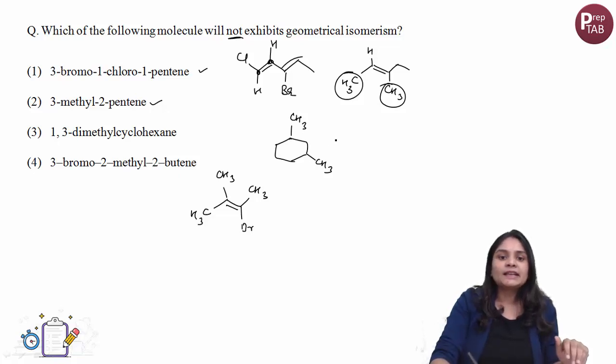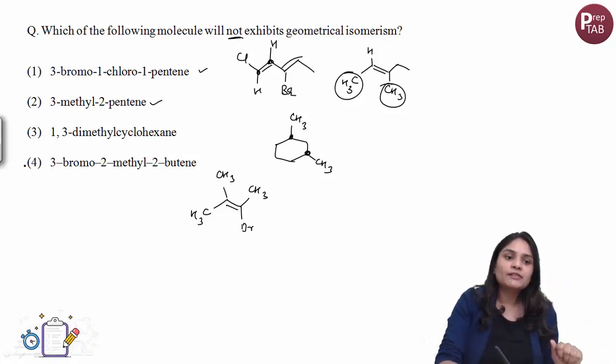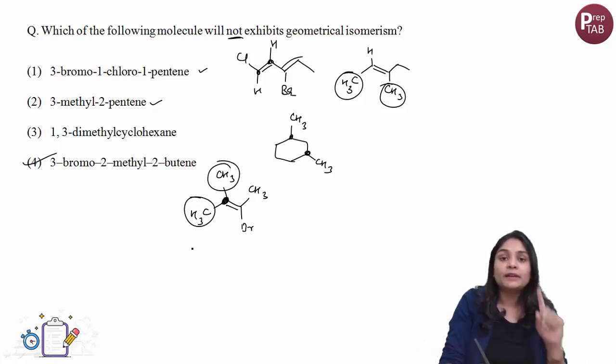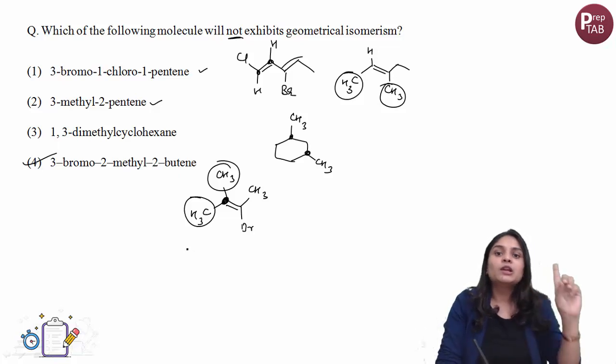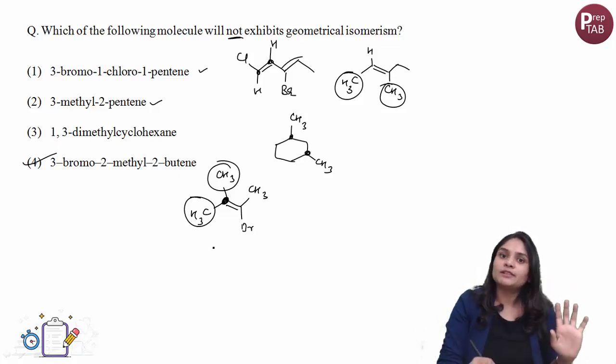These are cyclic alkanes, as I have already discussed. Yes, this can show cis and trans form both. So this is the only option left, which is your answer. But what is the reason? The reason is that on the same carbon atom, you have two same substituents. This will not show geometrical isomerism. Clear?